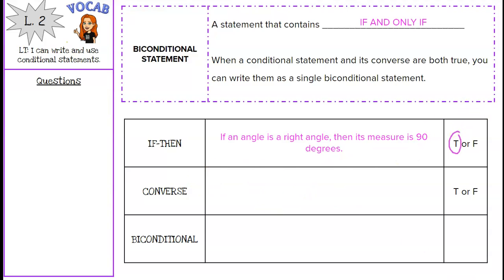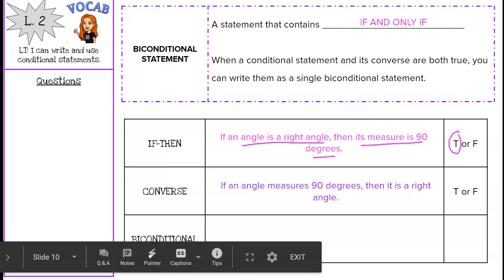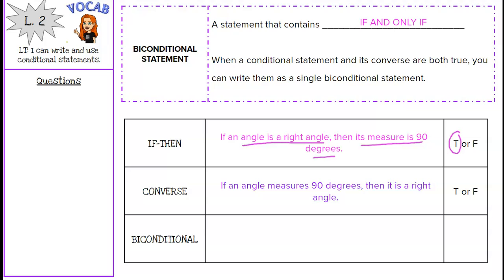So now let's write that converse. Remember the converse, which is the if and the then part. So we're going to flip-flop these two pieces around. And we're going to make that if an angle measures 90 degrees, then it is a right angle. So that is also true because both pieces are true. If an angle measures 90 degrees, then it's a right angle. There's no other way that we classify an angle that measures 90 degrees.